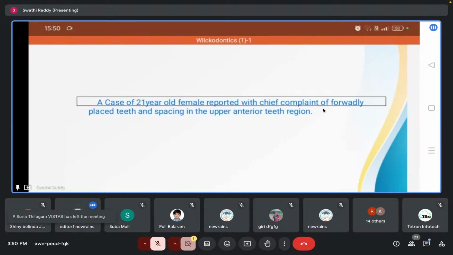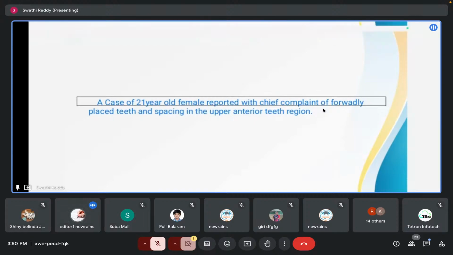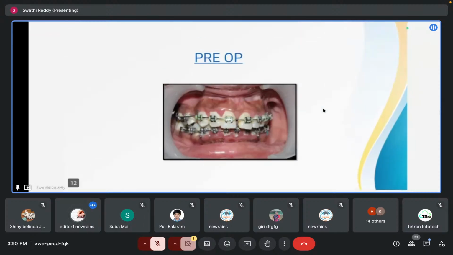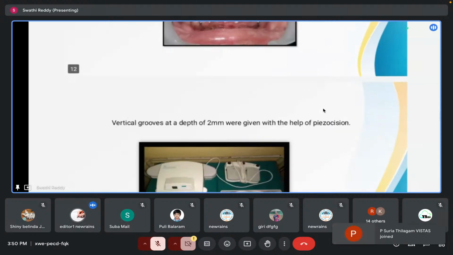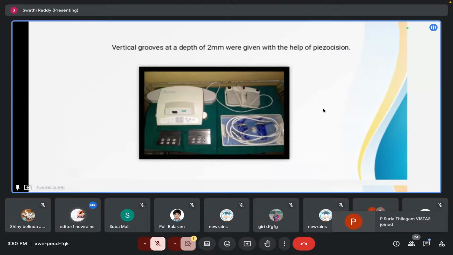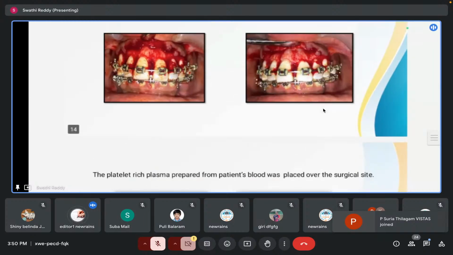Then moving on to the case report, a 21-year-old female reported with a chief complaint of forwardly placed teeth and spacing in the upper anterior tooth region. This is a pre-op picture where there is a lag in the active tooth movement, and here this is a piezo session where we are going to give the decorticating cuts. These are the vertical grooves here.